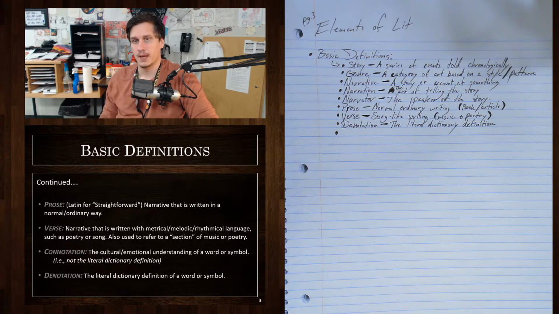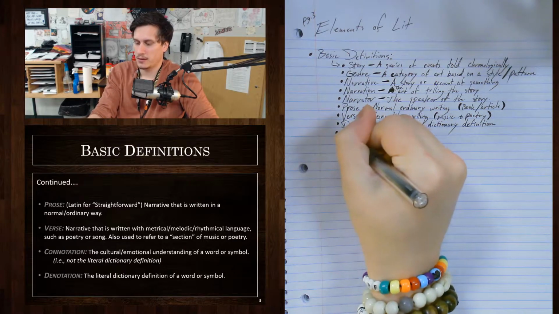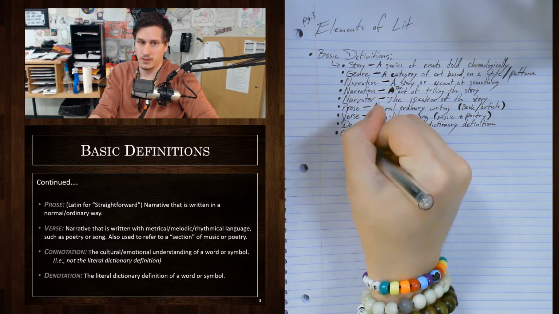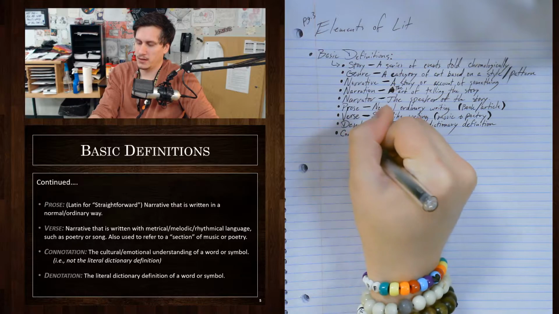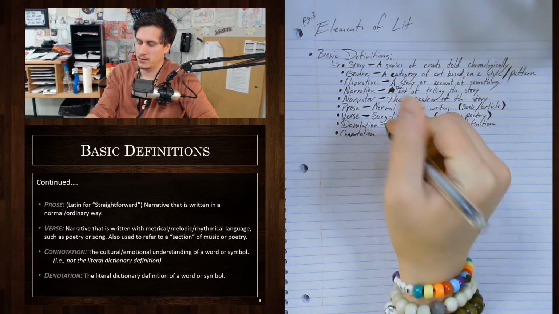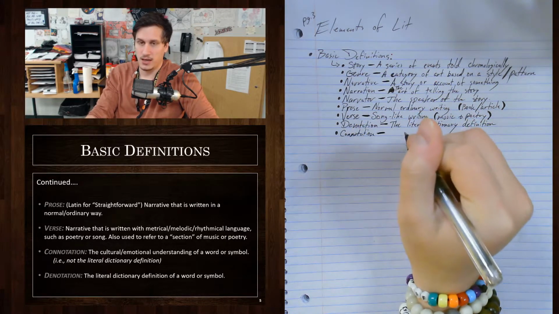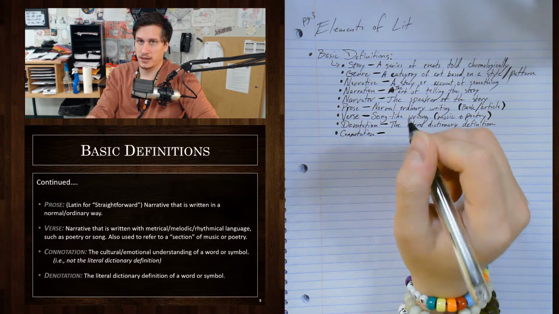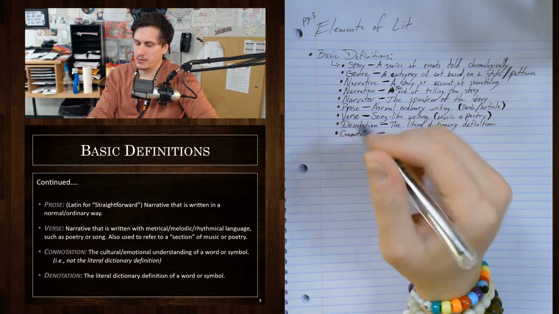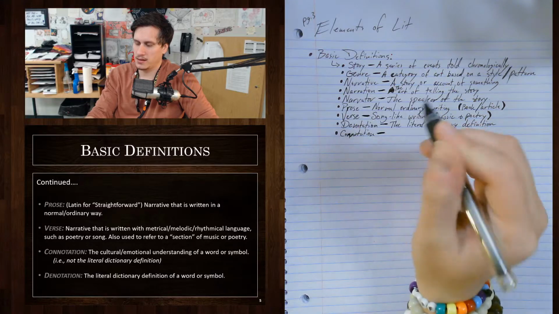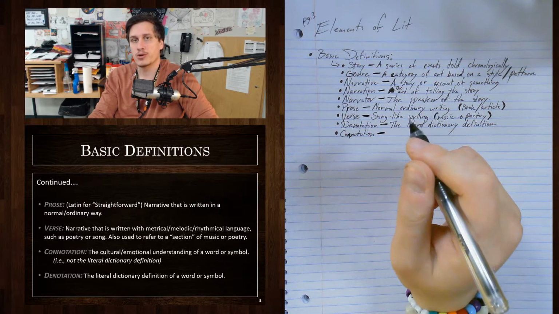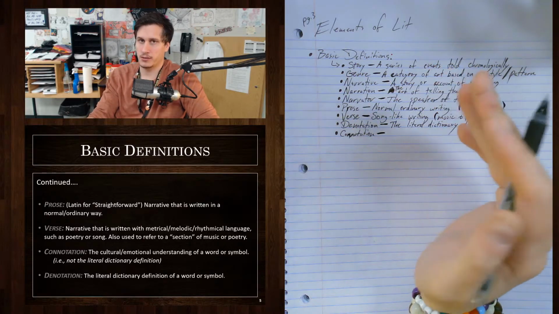Okay. Now you have this word that is connotation. Connotation is going to be complicated. Denotation is the literal dictionary definition of a term. Connotation is going to be the symbolic, the emotional, the cultural connection to a word.